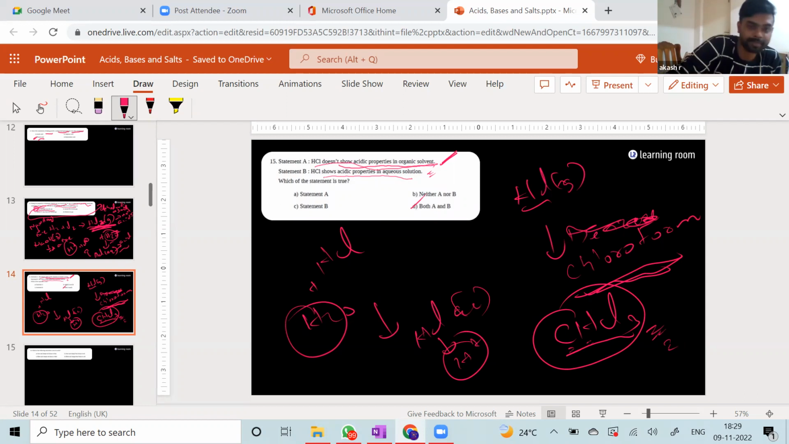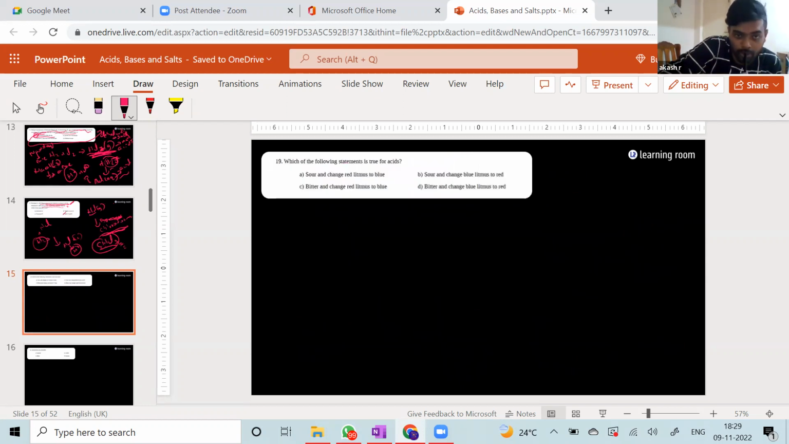Next. Which of the following is true for acids? They are sour and change litmus to blue. Is it correct? No, sir. They are sour, but they change blue litmus to red. Acids are sour in taste, and bases are bitter in taste. That's right.